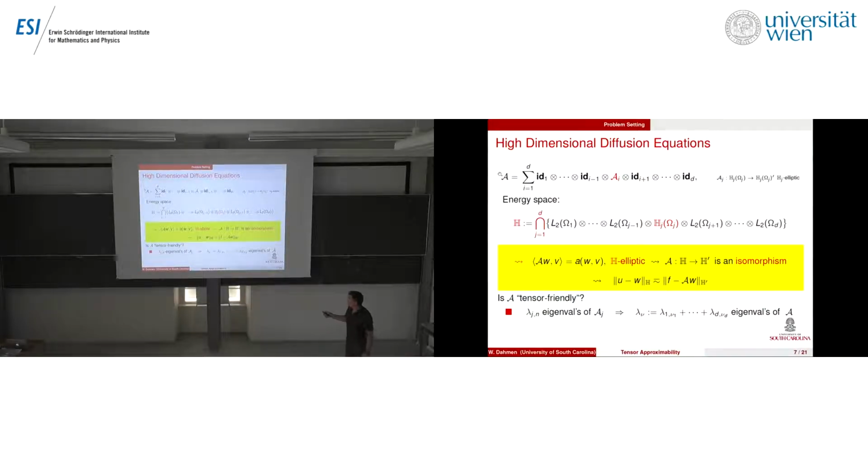Errors you cannot evaluate, because you don't know the unknown solution. This involves only known factors. It's the right-hand side, it's your current approximation, and it's the operator. Well, it's tricky to evaluate because it's a dual norm, but in principle, this is the information that you have.